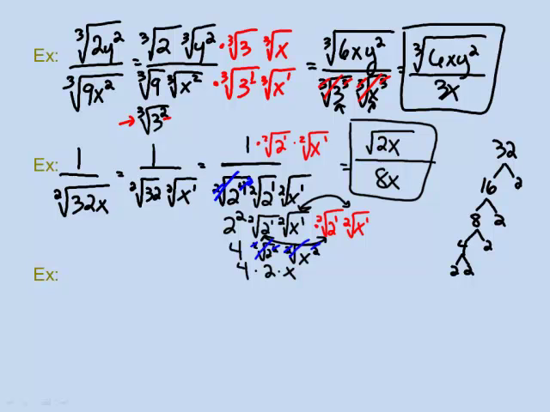All right, so let's look at this problem. We're going to simplify the 5th root of 32 divided by m to the 6th n to the 13th.